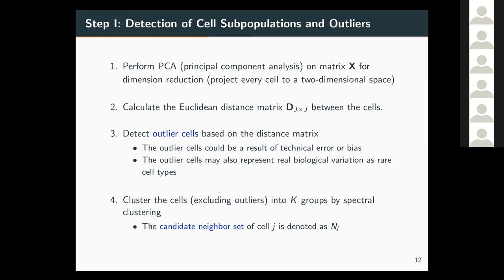Our fourth step is to exclude the outliers and cluster the remaining cells into K groups by spectral clustering. With this, we will have some candidate clusters, and then for each cell J, the cells in the same cluster will be called its candidate neighbor set of cells. We denote the set of cells as NJ.